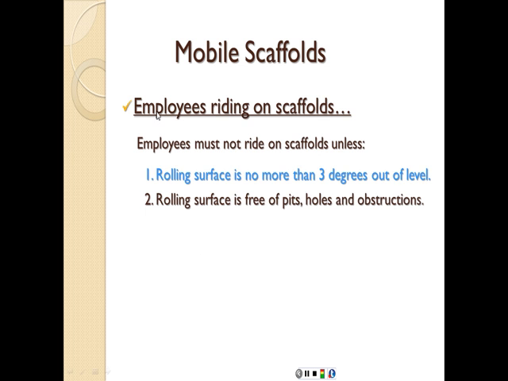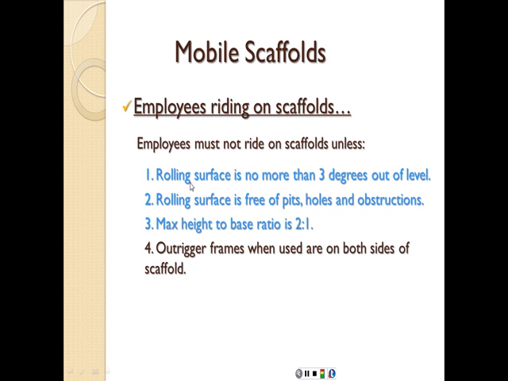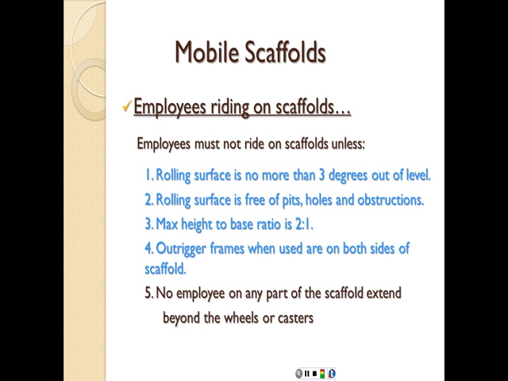Employees must not ride on scaffolds unless the rolling surface is suitable. If you're going to be moving or pushing it from one place to another while the employees are on top of it, you can only do that in very limited conditions. If the rolling surface has no more than 3 degrees out of level, so it's almost 100% level and flat. If the rolling surface is free of pits, holes, and obstructions. If it has any holes or debris or pits, then the employees should dismount from that scaffold until it's moved, and then they can mount it again.